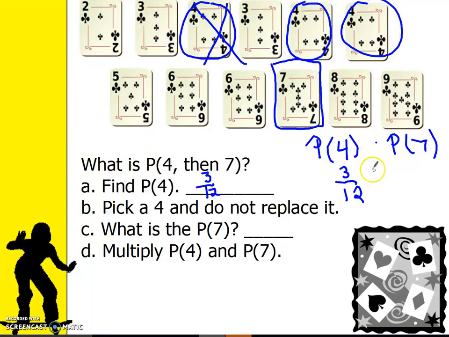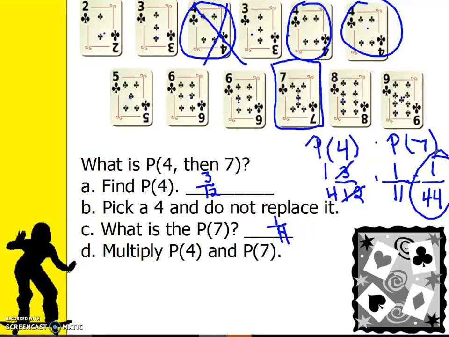There is only 1 7, but now out of 1, 2, 3, 4, 5, 6, 7, 8, 9, 10, 11 options. We can simplify 3/12 to say 1/4. This was a 1/11. Okay, 1 times 1 is 1. 4 times 11 is 44. We're looking at 1/44. Let's take a look at another one.